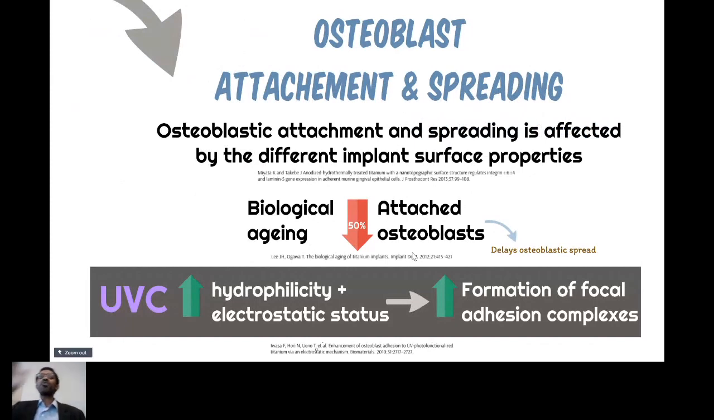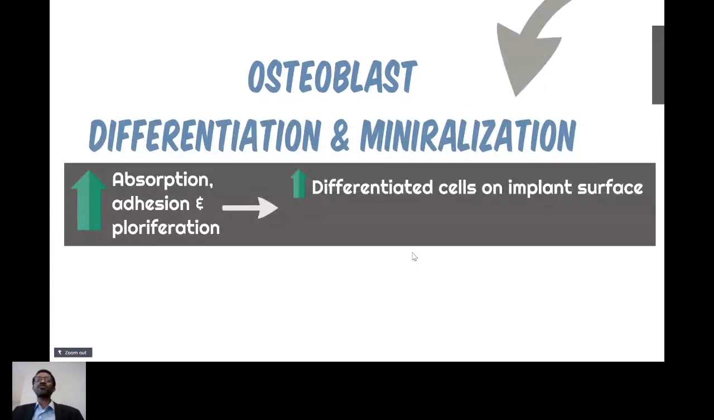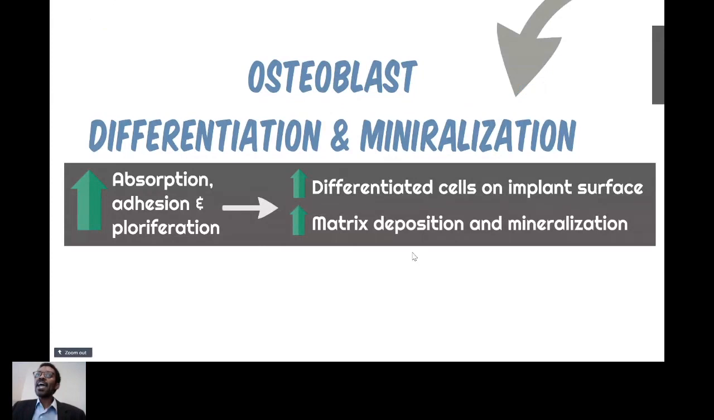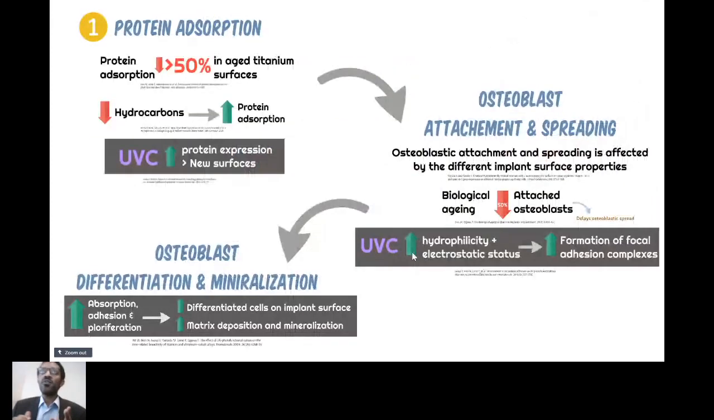Since I have more protein absorption, and more osteoblastic attachment and spreading, I also have more osteoblastic differentiation and mineralization. So UVC increases absorption of proteins, adhesion, and proliferation of my cells, and therefore increases the number of differentiated cells from the implant surface, and there is also an increase in matrix deposition and the mineralization process of my cells. These are all indirect processes: just by treating the surface of the implant, I have an indirect, massive effect on the cellular reaction of the body. So, recapping: protein absorption, osteoblastic attachment, osteoblastic differentiation, and mineralization.